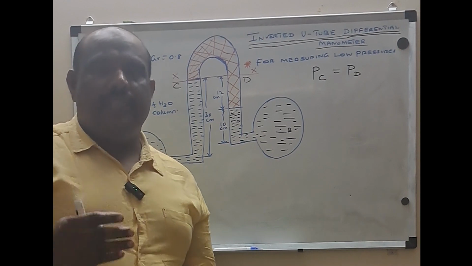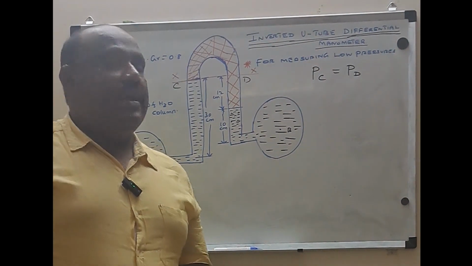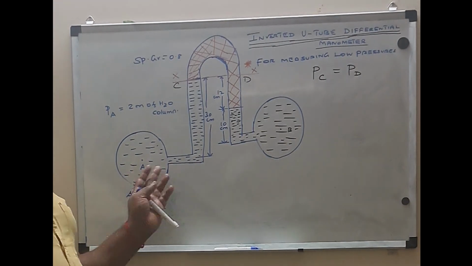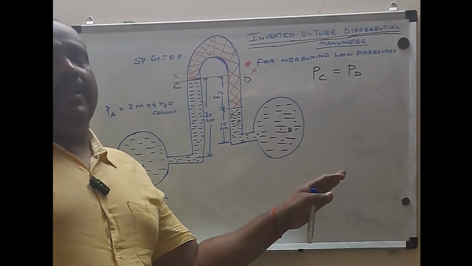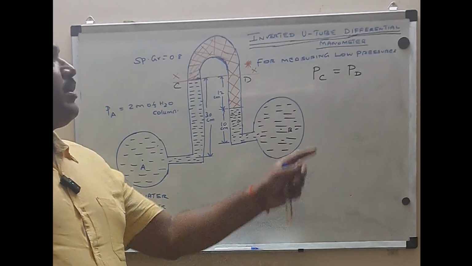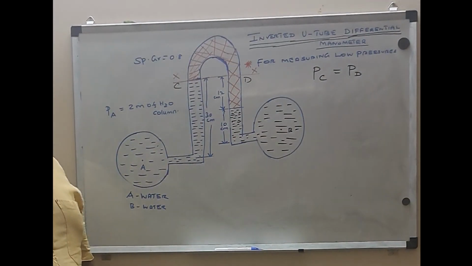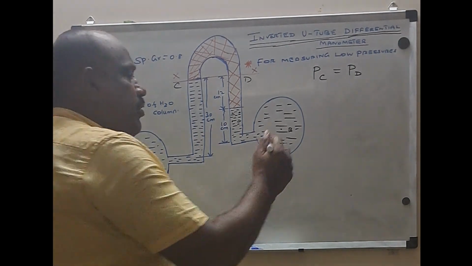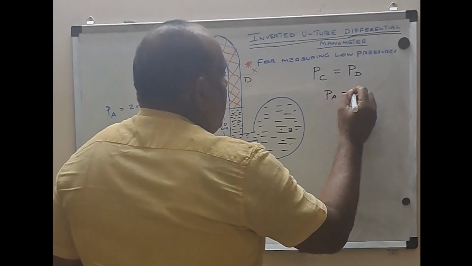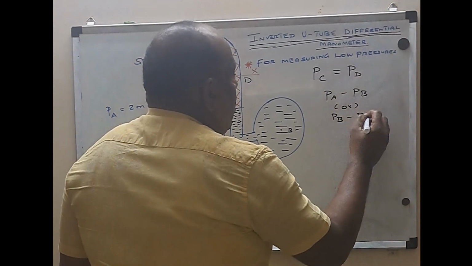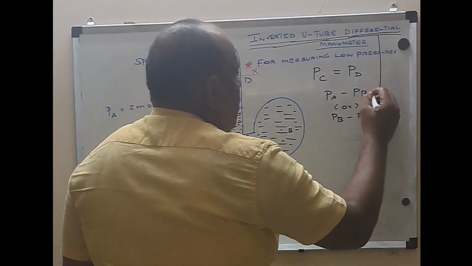So the pressure at C should be equal to the pressure at D. Based on this formula, we will try to find the differential pressure between A and B. Either it can be PA minus PB or PB minus PA. That is called a differential manometer. In this problem, we have to find either PA minus PB or PB minus PA. This is called a differential manometer.